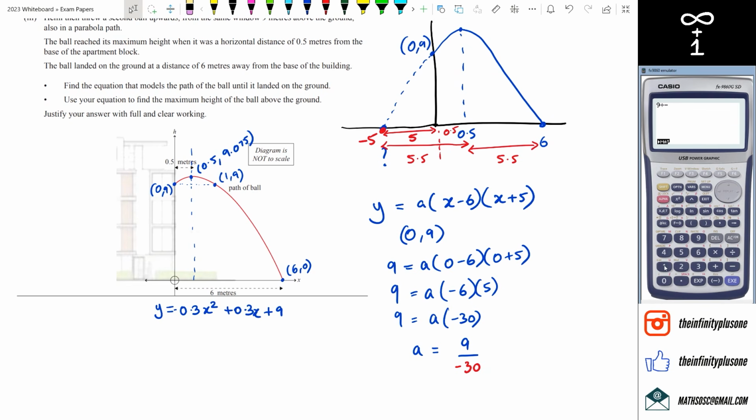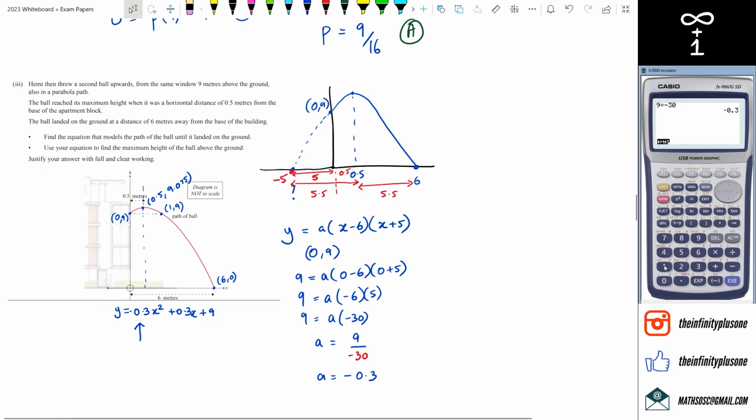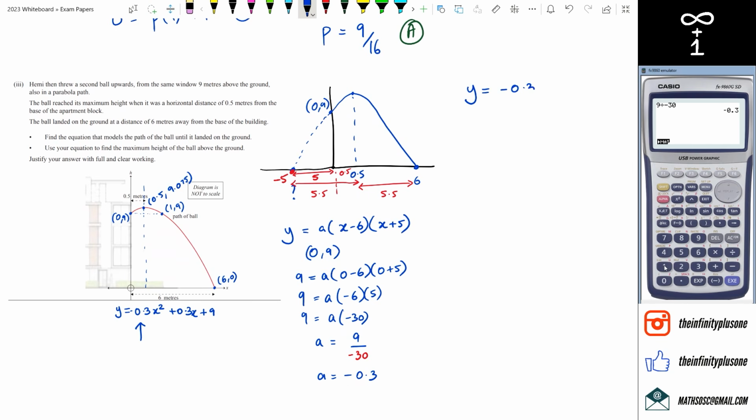So 9 divided by -30 is -0.3. So our a value is -0.3, which is what we've got here. Cool. Now that we have the equation, our equation is y equals -0.3(x - 6)(x + 5). So we've got the equation, and now we need to figure out what the maximum height is.